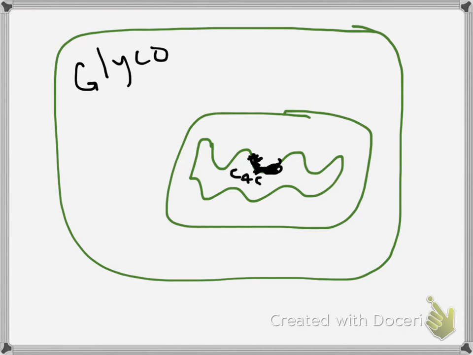And then we've already talked about gluconeogenesis. It's a little tricky, because remember, it depends on where you start, but gluconeogenesis occurs in both the mitochondrial matrix and the cytosol.